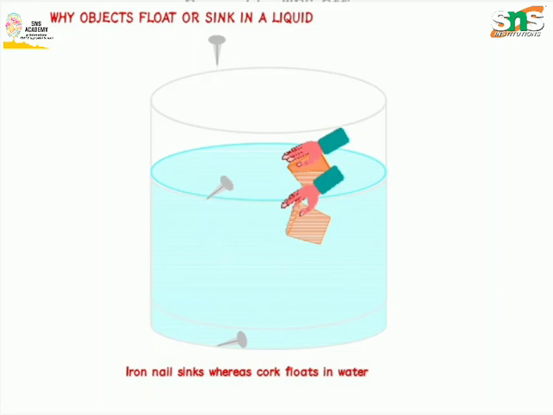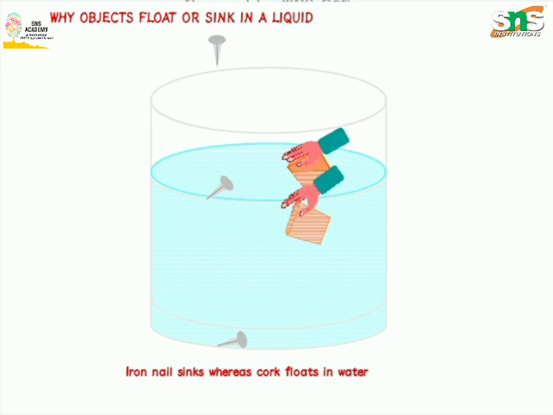So next comes Archimedes principle. In Archimedes principle, I'll tell the principle first. When an object is wholly or partially immersed in a liquid, it experiences an upward force that is equal to the weight of the fluid displaced by the object. So buoyant force, also called upthrust, acting on the object is equal to the weight of the fluid displaced by it.